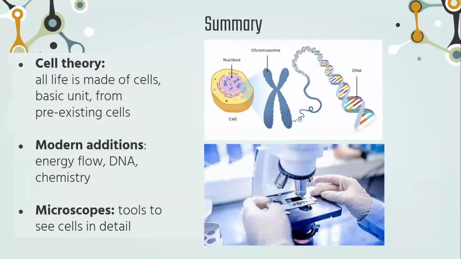In summary, cell theory states that all life is made up of cells. Cells are the most basic unit of life, and all cells come from pre-existing cells. Some modern additions to this theory include the energy flow between cells, all cells containing DNA, which is hereditary information, and all cells containing the same basic chemical composition. Microscopes are great tools to use to study cells and see them in detail.